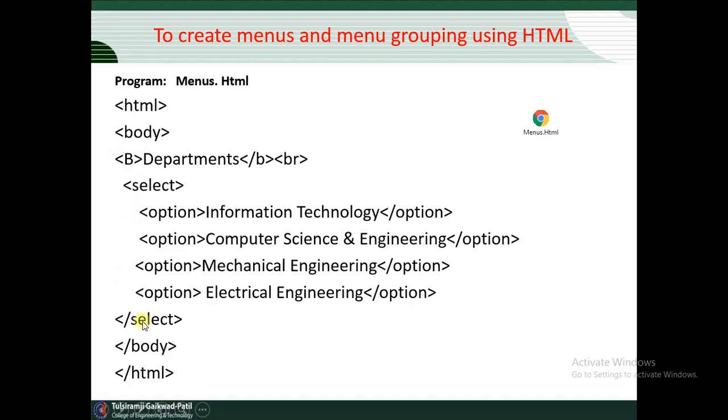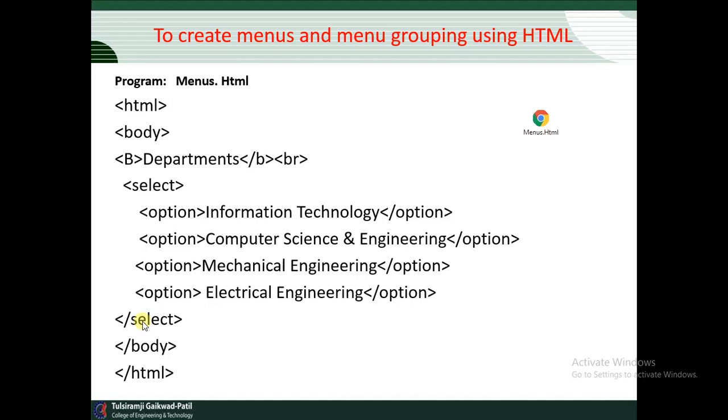So it is simple how to create the menus. Using this we are going to create the menus, and afterward we are going to execute the given code. Now the second type: here we have grouping of menus. How do we group the menus?